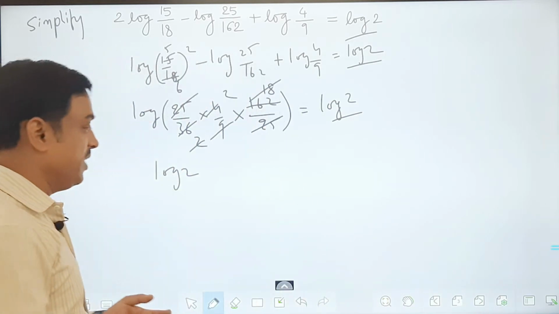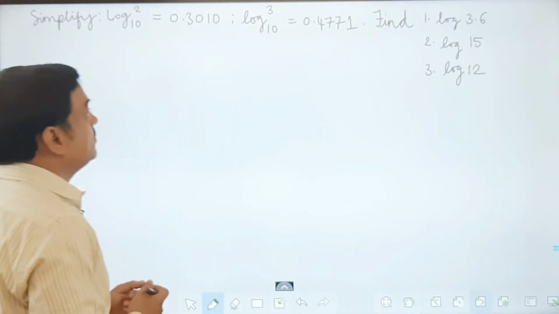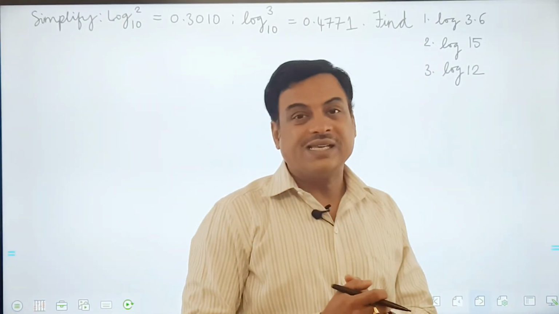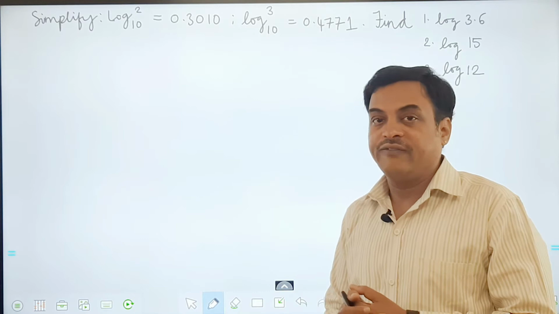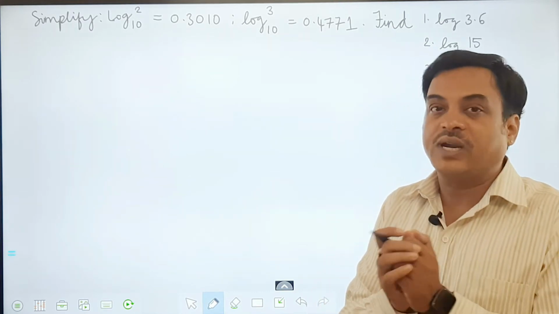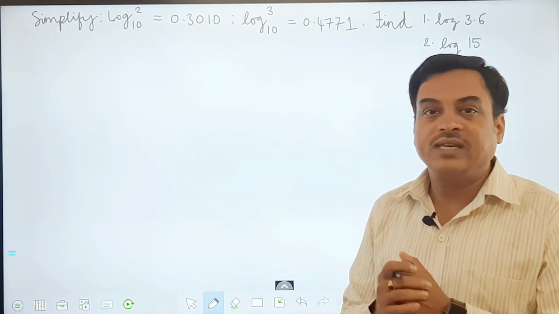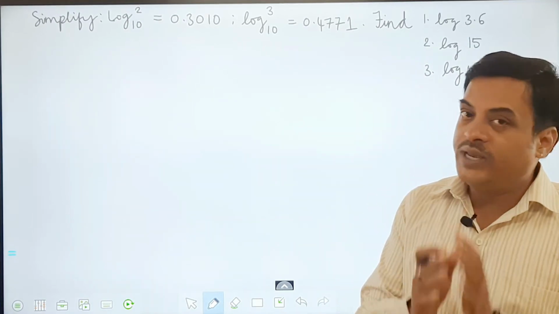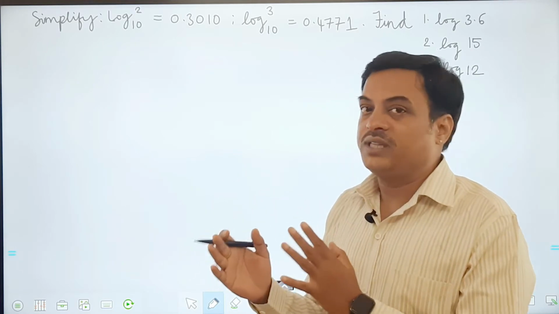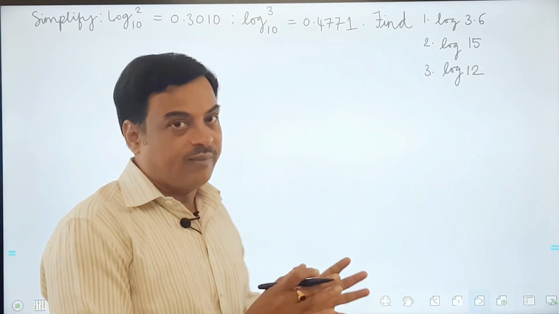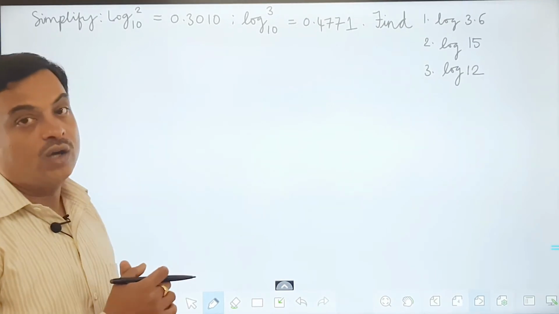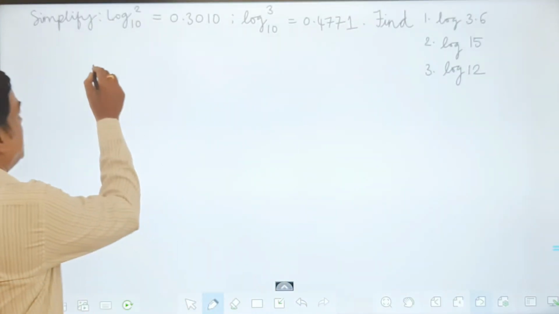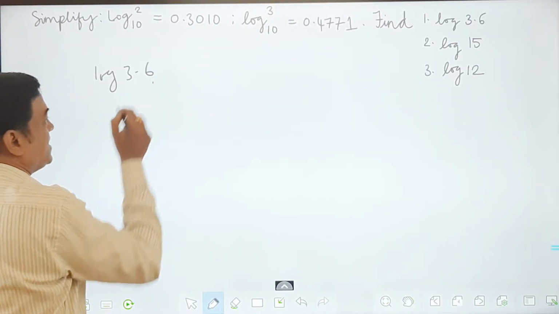Okay. Next, you see, given two values, log 2 and log 3, these are standard values. If it is possible, please try to remember these numbers. Log 2 is 0.3010 and log 3 value is 0.4771. Always remember this. We'll have more discussion on these things. Right now we just need to use them as values and then find log 3.6, log 15 and log 2. Okay, so let us start with log 3.6, friends.